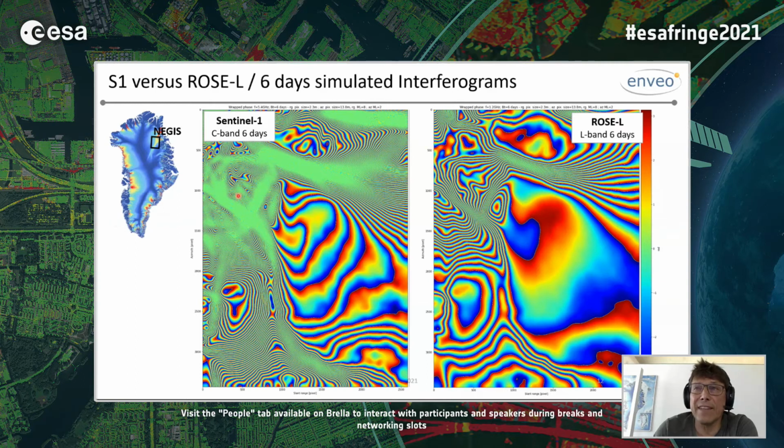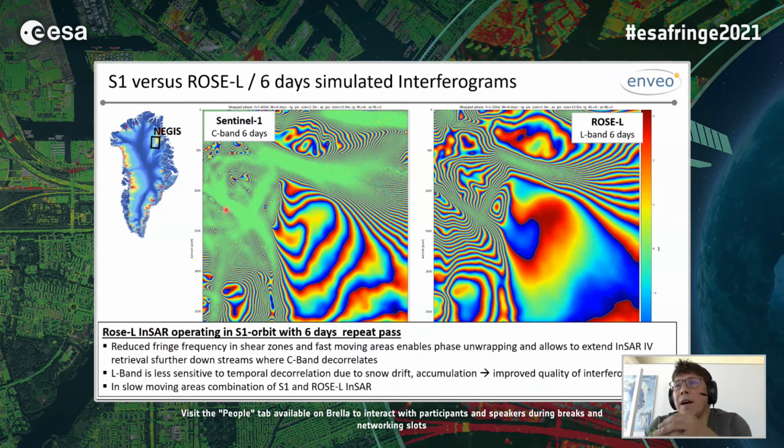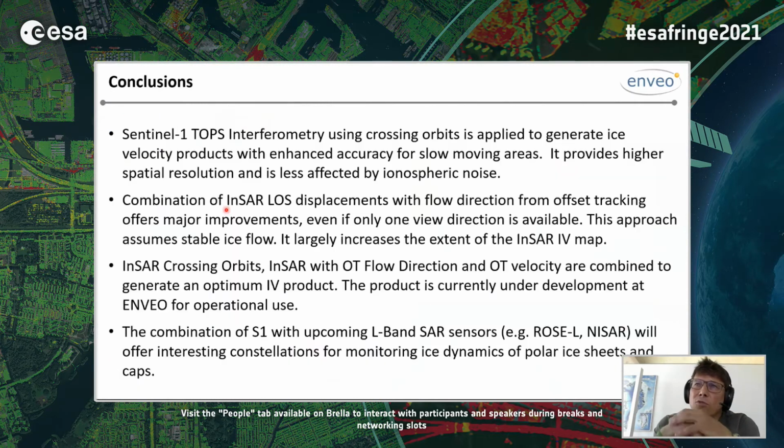So we are extending significantly the coverage of the interferometric velocity retrieval. And another advantage would be that it's less sensitive to temporal decorrelation due to snowdrift. And in slow-moving areas, we can combine, of course, both frequencies, so Sentinel-1 and ROSE-L, in order to improve the product. Now to the conclusions.